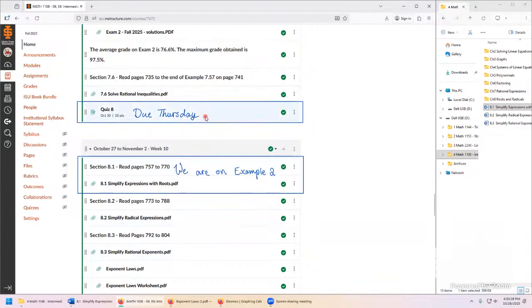Our upcoming quiz number 8, this one's based off section 7.5, will be due on Thursday. So let's jump back into the notes.